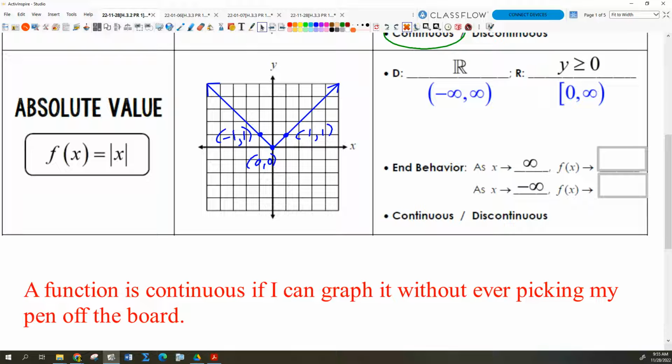Okay. End behavior. As x approaches infinity, f of x approaches what? Infinity, positive infinity, right? As I go to the right forever, I go up forever. Okay? That's what that says. As x approaches infinity, as I go to the right forever, f of x or y approaches infinity. I go up forever. What about the other statement? As x approaches negative infinity, f of x approaches, say it again.